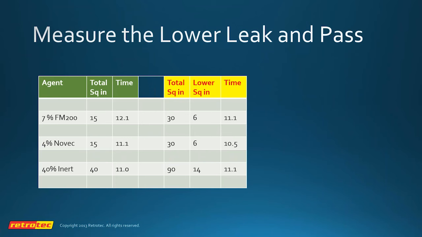The other thing is to measure the lower leak, which in this case we have FM200, Novec and inert agent, and we have 15 square inches with a 12-minute retention time, 11 minutes, and 40 square inches of leakage with 11-minute retention time. If we were to measure the lower leak as only 6 square inches in this case with a total leakage of 30, which is twice as much leakage, we can maintain the same hold time because we've now measured the lower leak as being much less than the assumed half of the total.